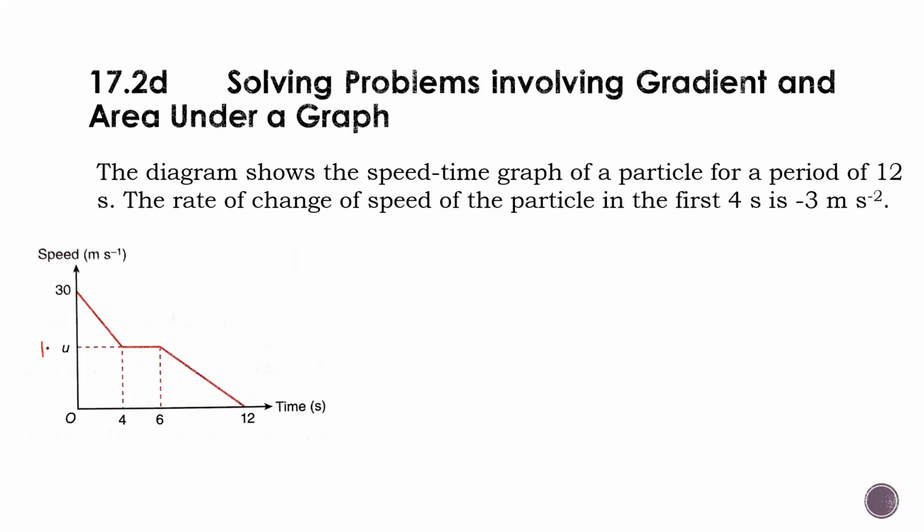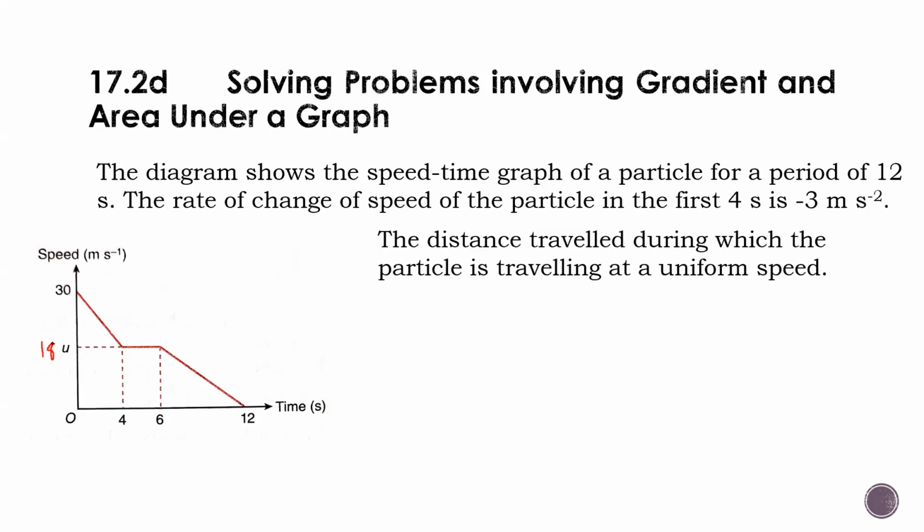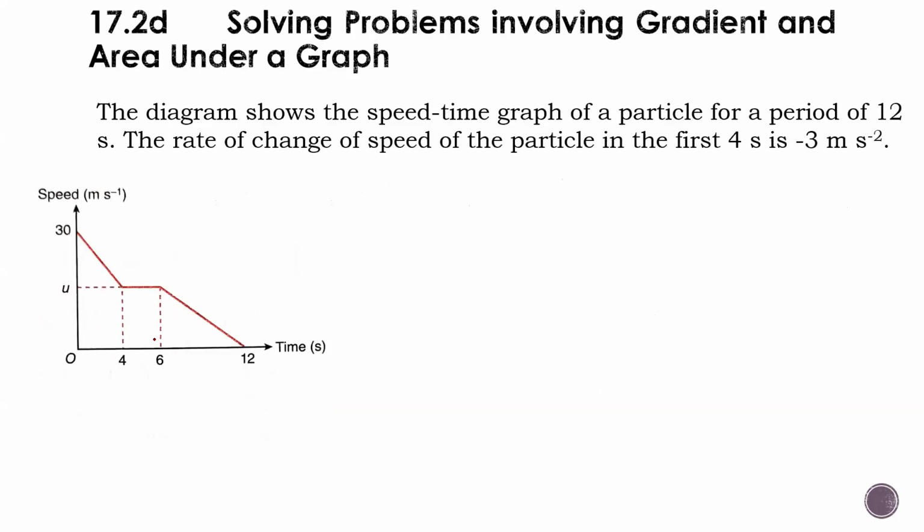Now that you know u is 18, the distance traveled during which the particle is traveling at a uniform speed. Uniform speed is over here, and you want to look for distance. Distance, you find the area. So 18 multiplied by 6 minus 4, you get 36 meters.